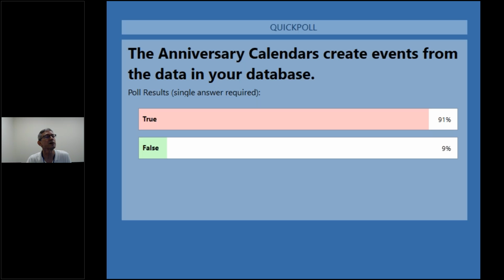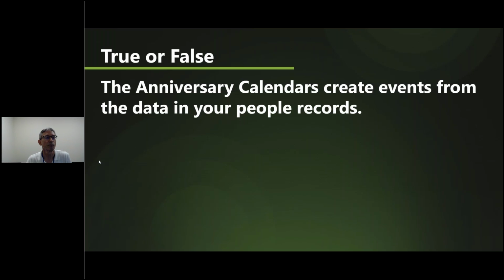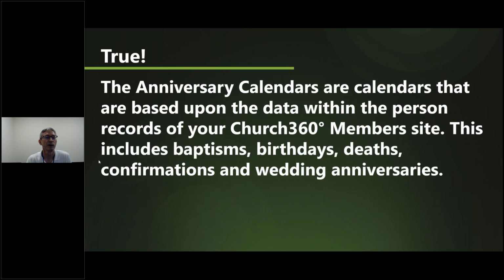We'll share the results. So we do have a lot of people selecting true and some selecting false. So the answer to that is true. The anniversary calendars are calendars that are based upon the data within the person records of your Church360 member site. This means that it will include baptisms, birthdays, deaths, confirmations, and wedding anniversaries. Those calendars all are based on that information already there. You don't have to create them.